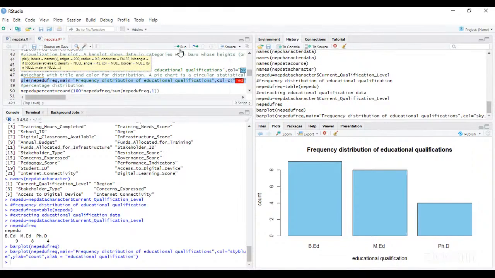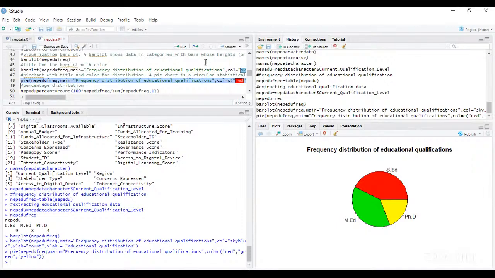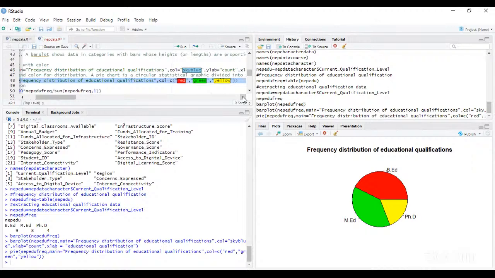So, can you see the code here for different colors? Ma'am will run it and show you this. What is the code? Can you tell me what is the code for different colors? The col equals to c, and in brackets red, green, and yellow. Yes, this is the code. So now this is for the pie chart, which we are showing in different colors. For M.Ed we are using a different color, for B.Ed a different one, for PhD a different one.